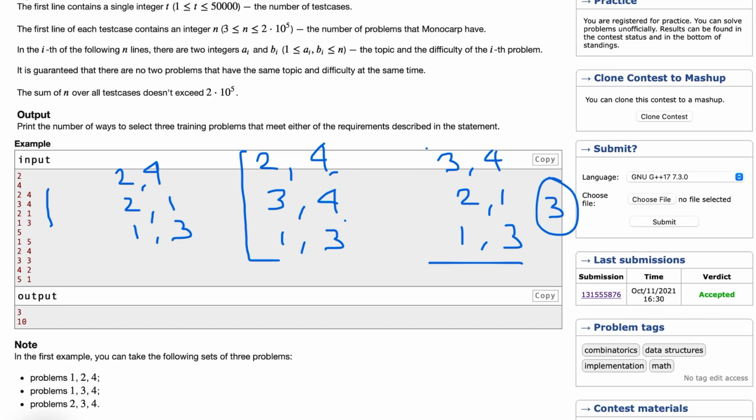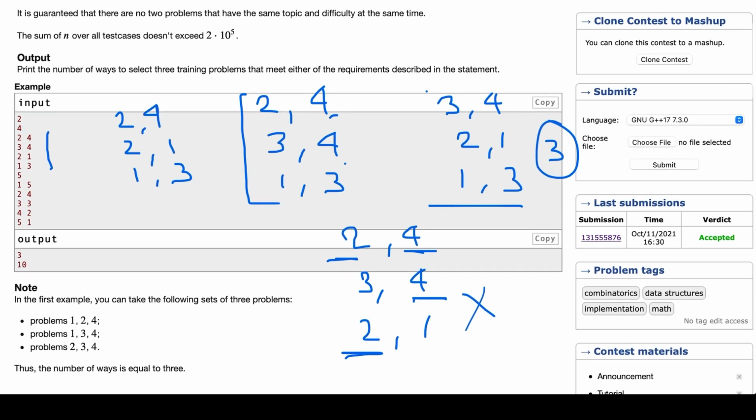Now if you think of any other triplet, let's say if I take (2, 4), (3, 4), and (2, 1). Here the topics are the same for two of them, and the difficulties are also the same for two of them. The condition was that at least either topic or difficulty has to be different for all of the problems. But here topics are the same for two of them and difficulties are also the same for two of them. So this is not a valid triplet. If you can think of any other triplets, those will also be invalid.